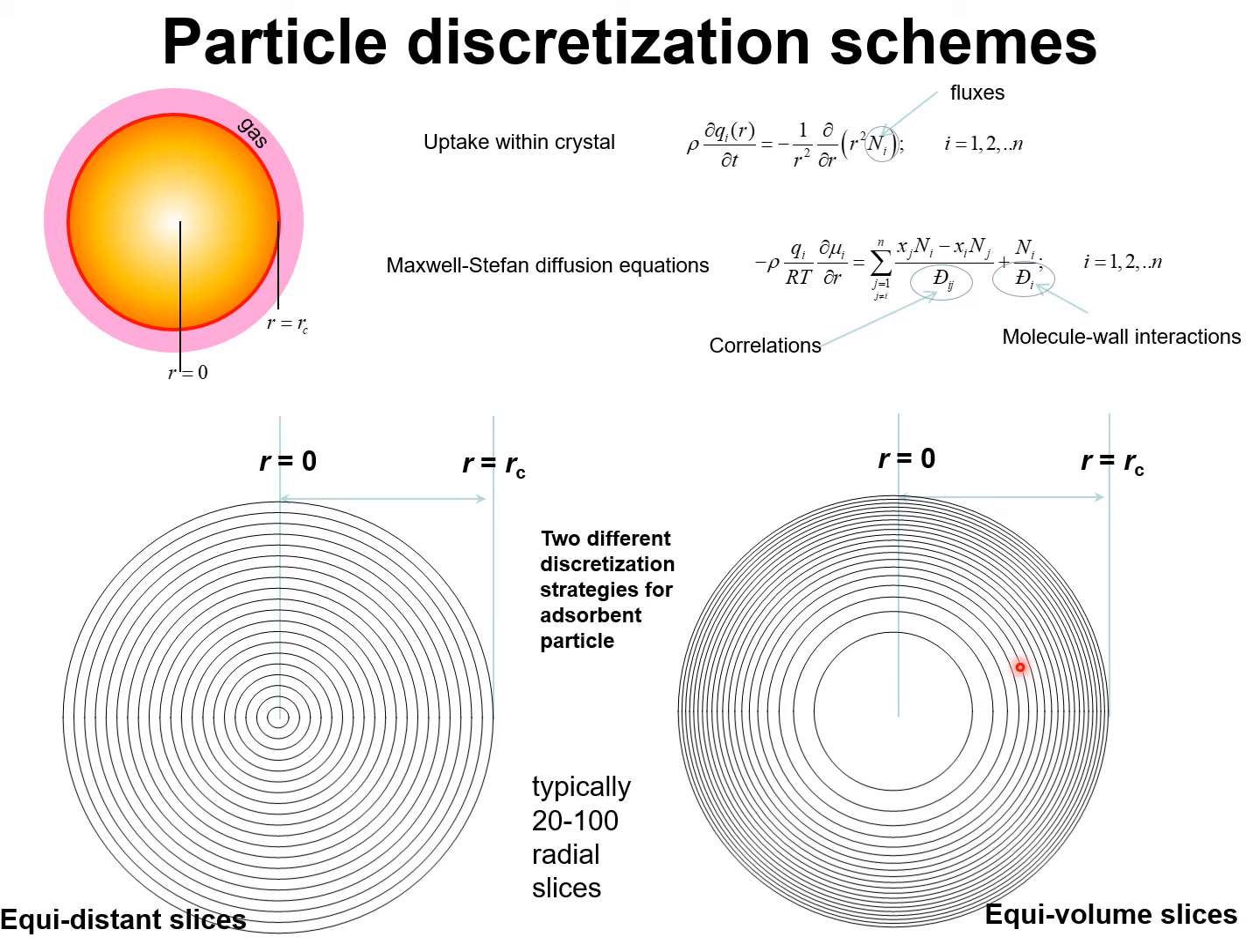The equivolume slices strategy is more efficient because the steeper gradients in the molar loadings occur near the surface of the particle, whereas towards the center of the particle, the gradients in the molar loadings are shallower. In our transient breakthrough simulations, we find that typically using 20 to 100 radial slices is sufficient to obtain good accuracy in the numerical calculations.